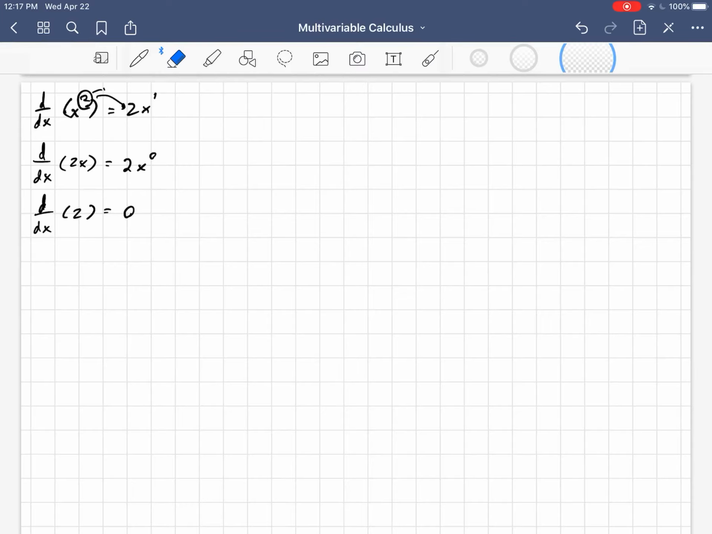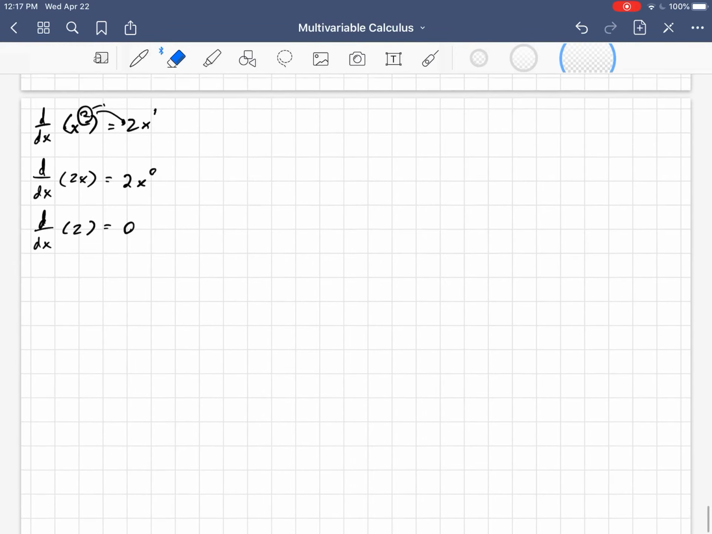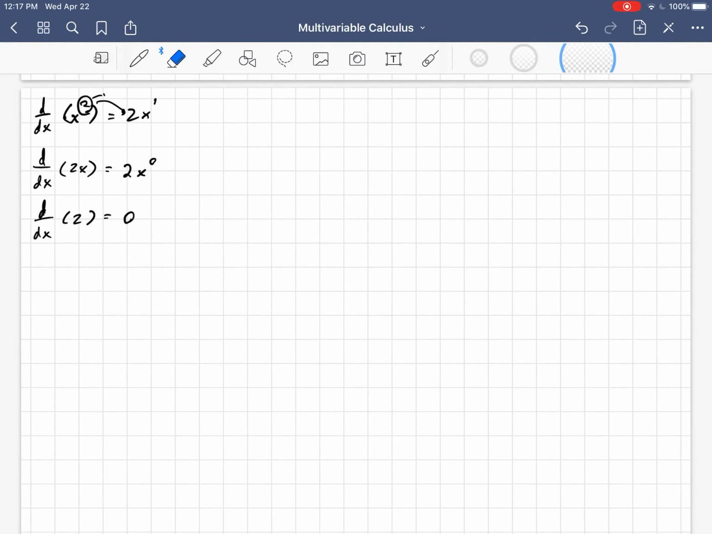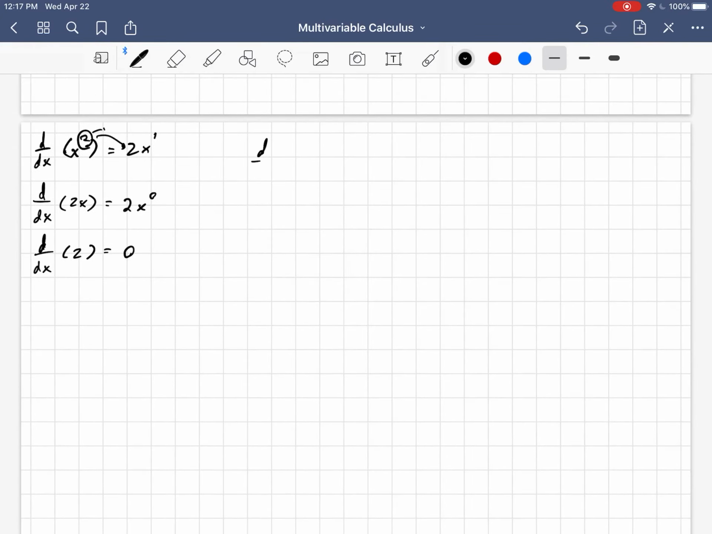In the last video, I did the definition of the derivative and I took some basic derivatives using that definition. And these were the three that I took derivatives of. The derivative of x squared turned out to be 2x. The derivative of 2x turned out to be 2. And the derivative of 2 or any constant turned out to be 0.